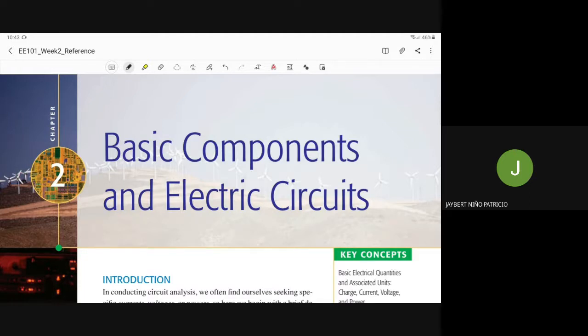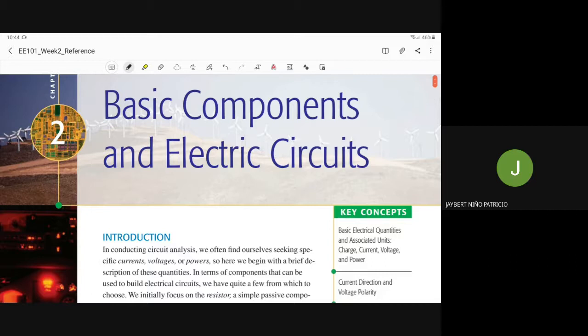Okay, so for this session, this is not really very new to you since we will just be reviewing some of the basic principles and some of the basic concepts that we will be encountering and using all throughout the discussions for this subject. The topic for this afternoon would then be on basic components and electrical circuits.